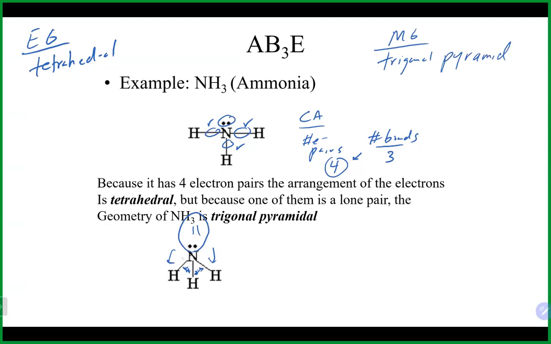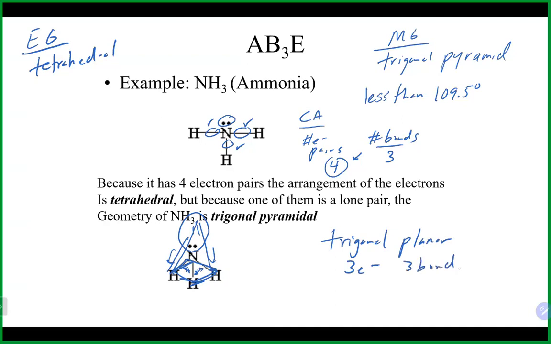And that's because it kind of makes a triangle and that pyramid shape there on the bottom. The bond angle here is actually less than our tetrahedral, 109.5 degrees is the bond angle here. And that is trigonal pyramid. So just to remind you, we saw earlier trigonal planar, which is 3 electron pairs and 3 bonds. That is different than trigonal pyramid.